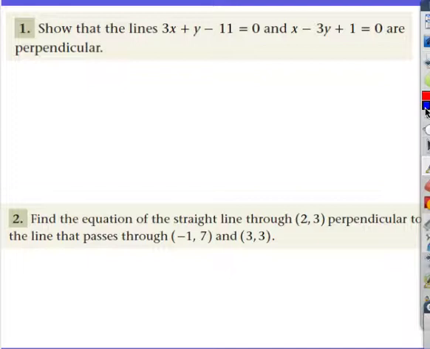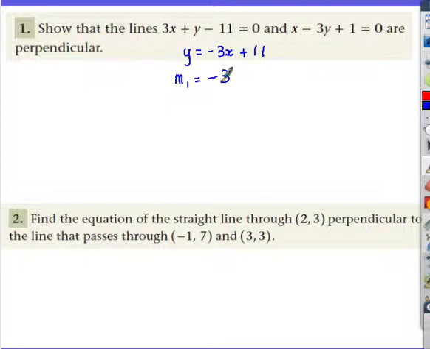So to find the gradient of the first line, we'll rearrange it to put it in y equals mx plus b form. And to do that, we've got positive y here, so that means we've got to move the 3x over, and move the 11 over. So what's the gradient of this line? Yep. So m1 equals -3.